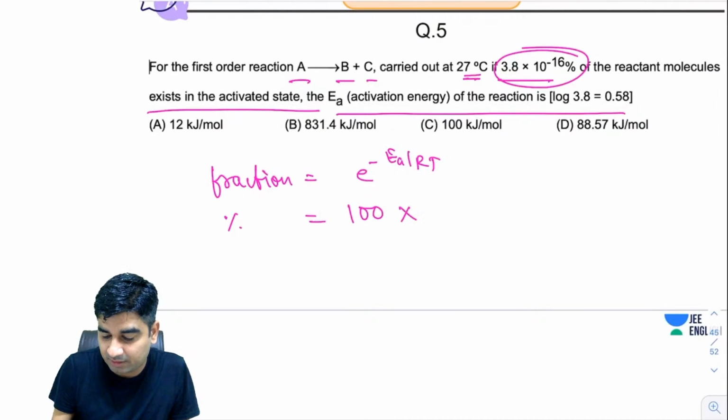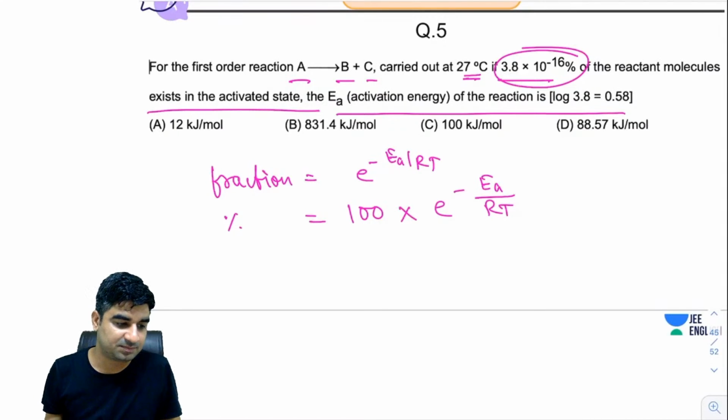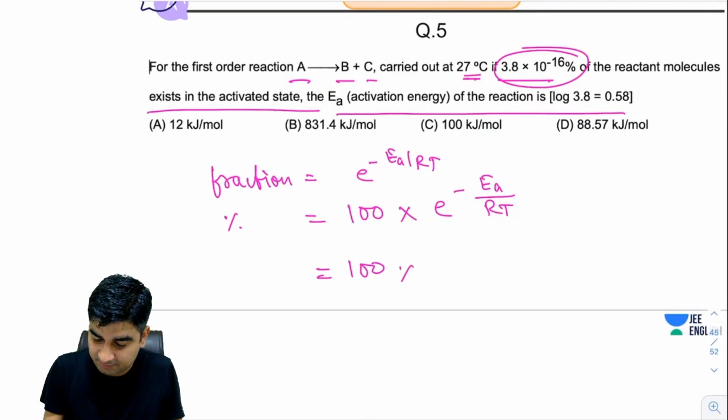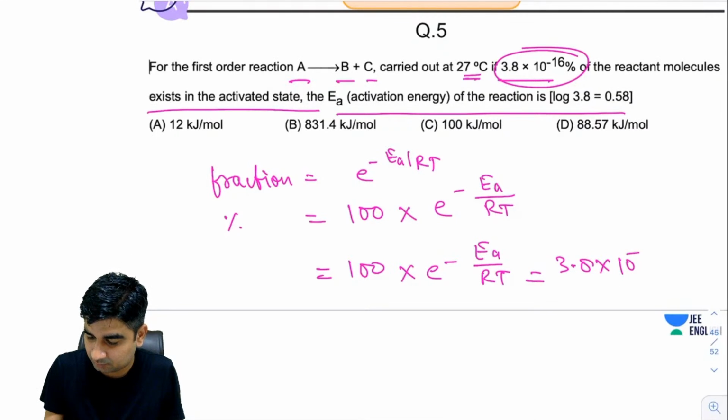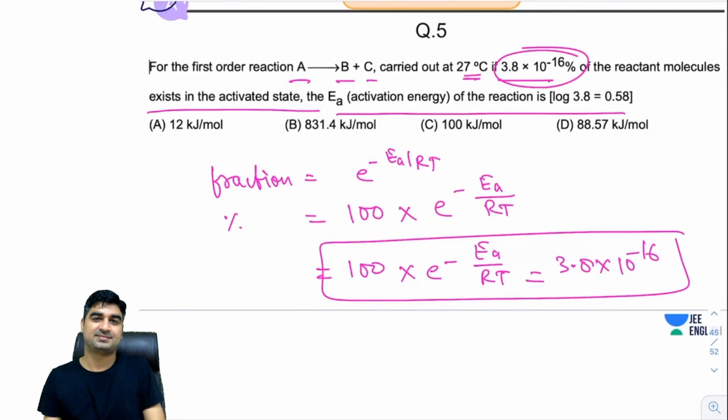So what will be the percentage? It will be 100 into E raised to the power minus EA by RT. Right. So you just have to write 100 E raised to the power minus EA by RT is equal to the given percentage. Now you will get the answer. So it was just for information.